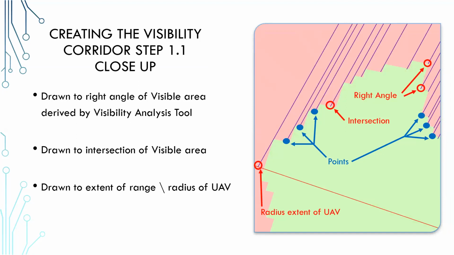So in this slide, it is possible to see the drawn lines in purple at the right angles of the obstruction face, the intersection of the lines on the obstruction face, and the termination of the line at the extent of the range of the UAV, all annotated by a red circle and type. Points in blue were added to reflect the second step in the process of creating the visibility corridor in the next slide.